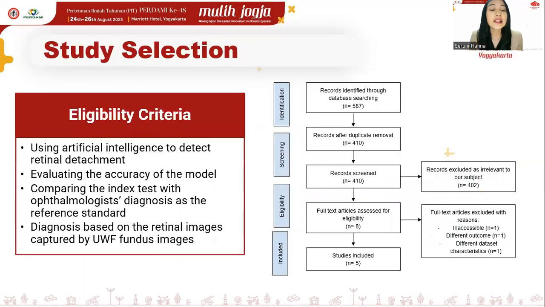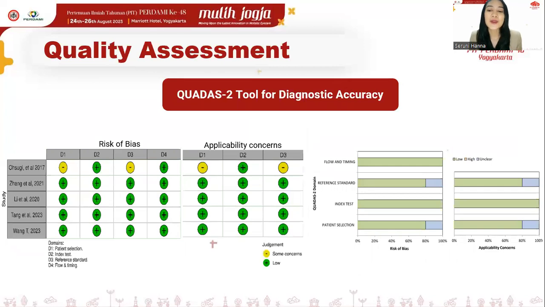criteria. The eligibility criteria of the study include using artificial intelligence to detect retinal detachment, evaluating the accuracy of the model, comparing the index test with ophthalmologist diagnosis as the reference standard, and diagnosis based on the retinal images captured by UWF fundus imaging. The search strategy initially retrieved 587 records, of which 410 articles were screened by each reviewer independently after duplicate removal. 8 full text articles were screened for eligibility, and a total of 5 articles were selected for final analysis. Quality assessment was done using the QUADAS-2 tool for diagnostic accuracy by the 2 authors.